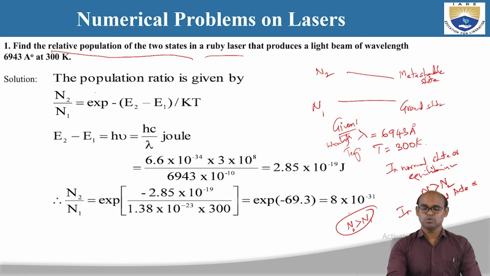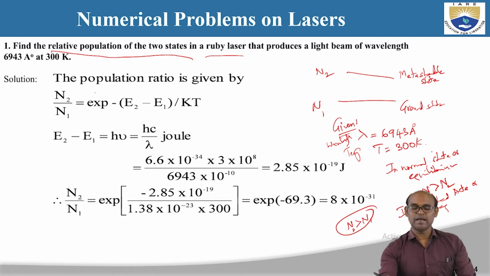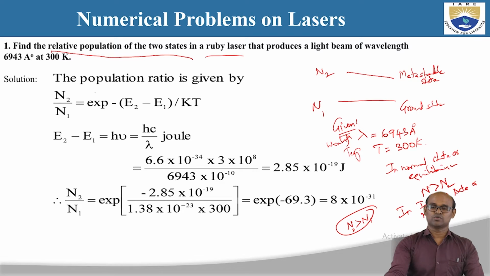So we need to find the relative population, to see whether there is population inversion, or whether it is in the normal state or inverted state. To find that, we are going to find the relative population between these two states in the ruby laser that produces the laser beam of 6943 angstrom wavelength.